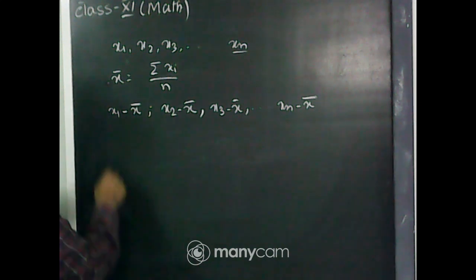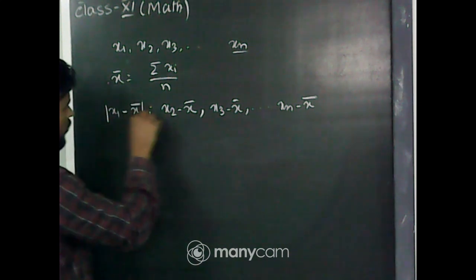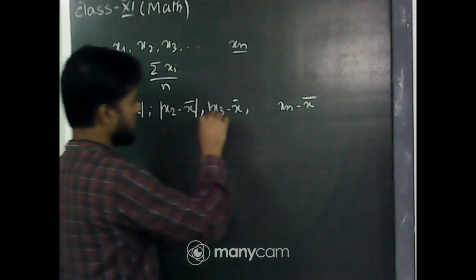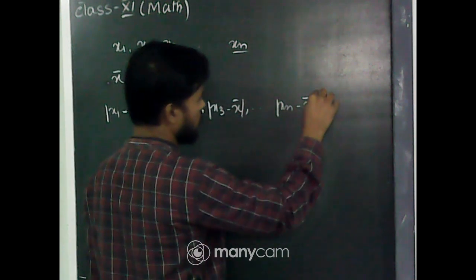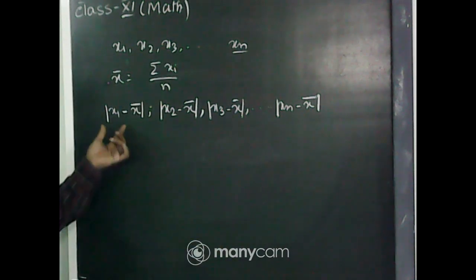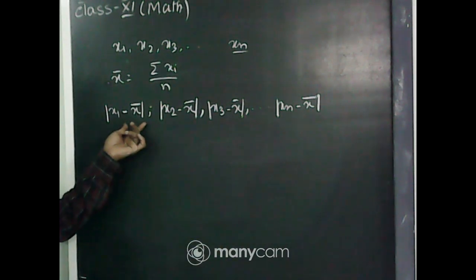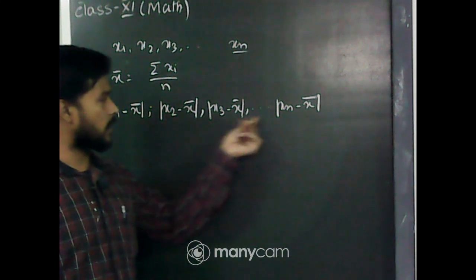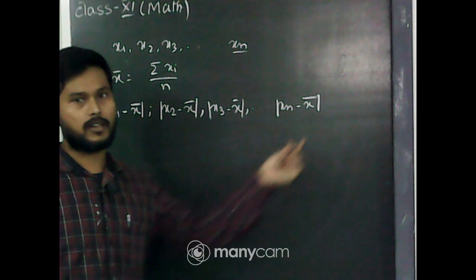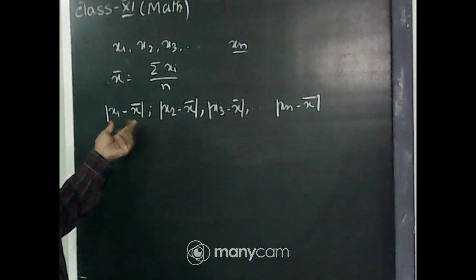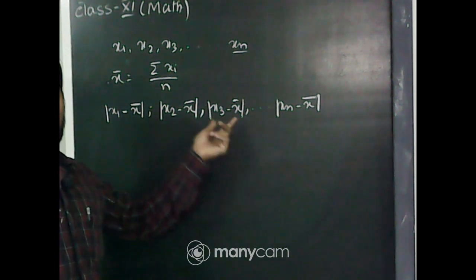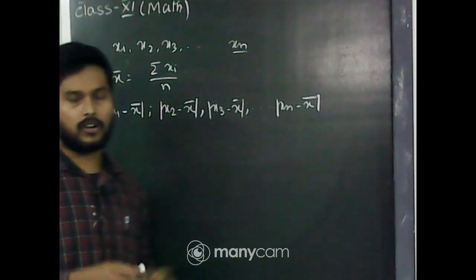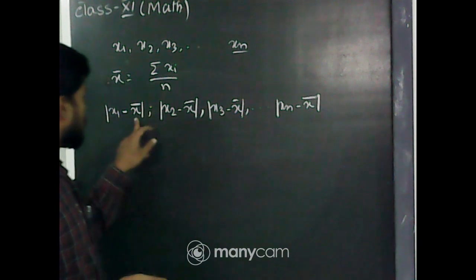Next step, we have to find the absolute deviations. I mean, we have to take only the positive values of the deviations. Now we have n new values: mod of x1 minus x bar, mod of x2 minus x bar, mod of x3 minus x bar and so on up to mod of xn minus x bar. Now if I find the mean of these absolute deviations, this is called the mean deviation or absolute mean deviation about the point x bar.